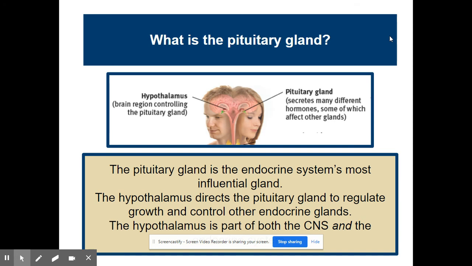The pituitary gland, this is the one that's also referred to as our master gland. The pituitary gland is in our endocrine system. It is regulated by our hypothalamus in our brain, which directs our pituitary gland to regulate growth and control of the endocrine glands. So our pituitary gland is both connected to our central nervous system as well as our hypothalamus. So the way it works is our brain sends messages to our pituitary gland. Our pituitary gland sends messages to the other glands, which secrete hormones, which affect our brain, and it becomes cyclical.